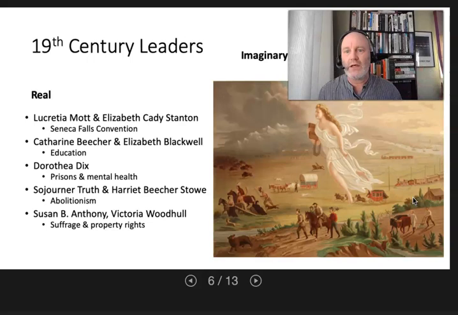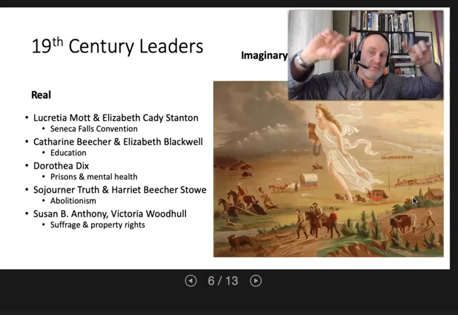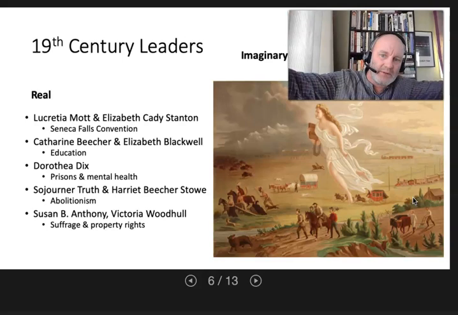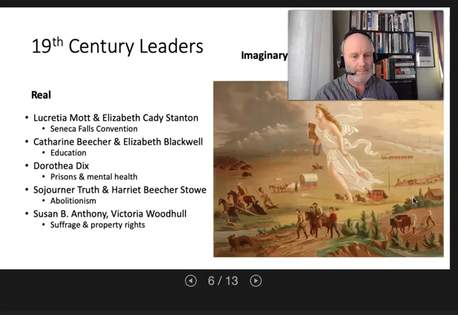So the educational activism and the prison and asylum activism is very much tapping into preconceived notions of what women should be doing, where abolition and suffrage do not. Because abolition and suffrage are not about what women are best at in the domestic sphere. It's about women being outside of the domestic sphere, advocating for the enslaved in the public sphere, demanding the vote or voting in the public sphere. So those are the more radical activist stances.